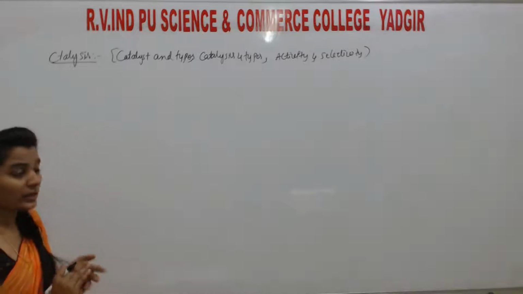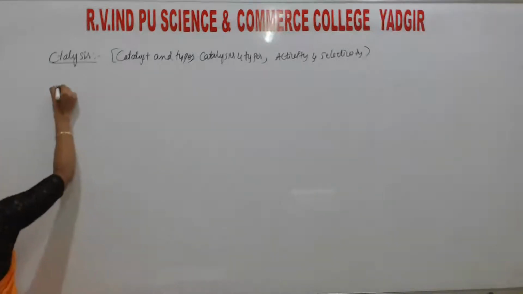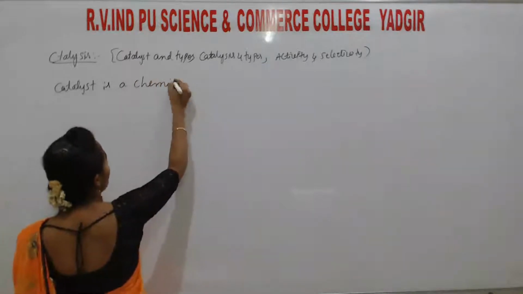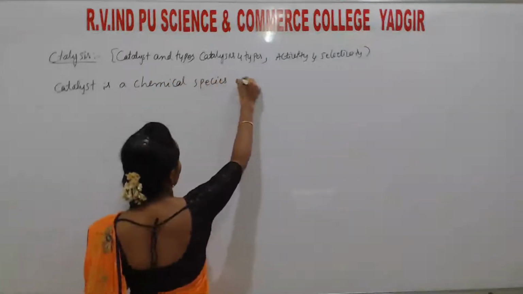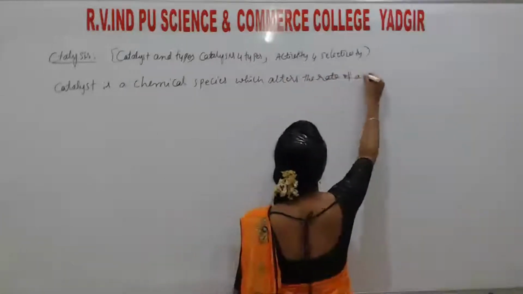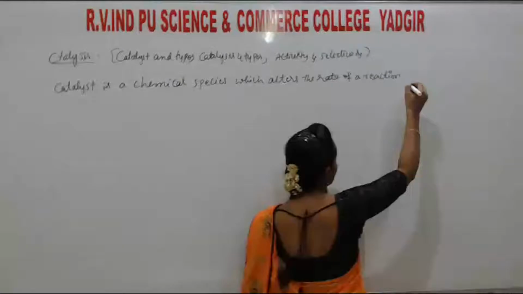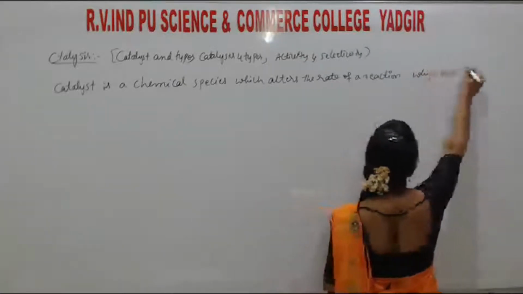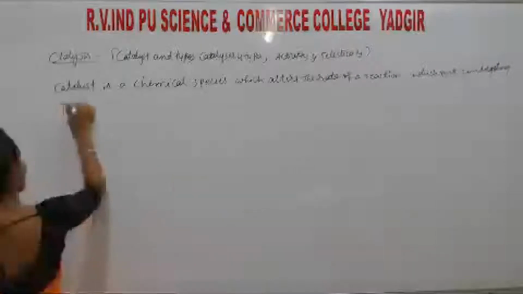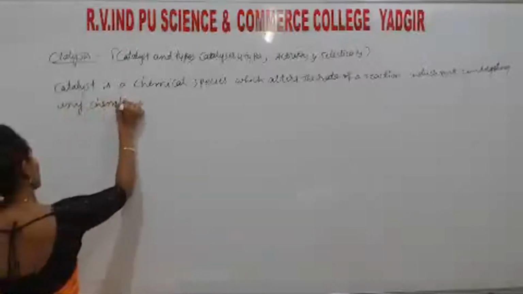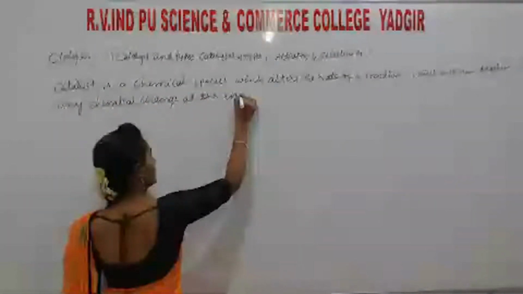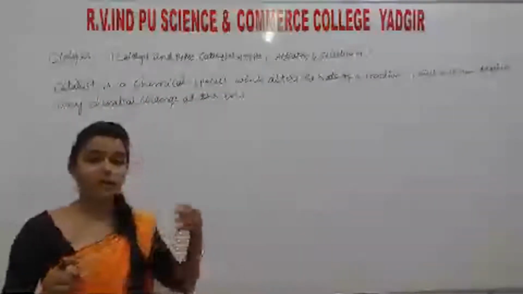So students, first one, what is catalyst? That is very important. So catalyst is a chemical compound or a chemical species which alters the rate of a reaction, without undergoing any chemical change at the end. Catalyst is a chemical species which alters the rate of a reaction.